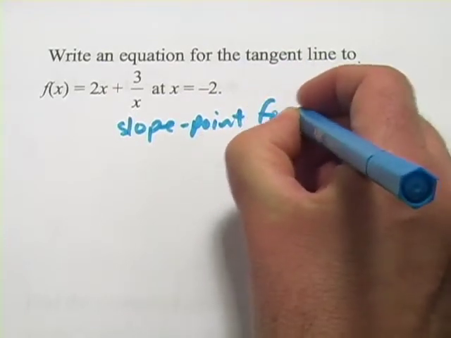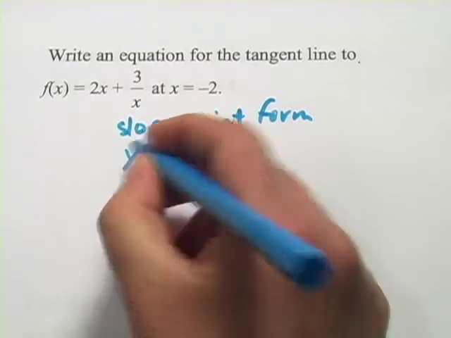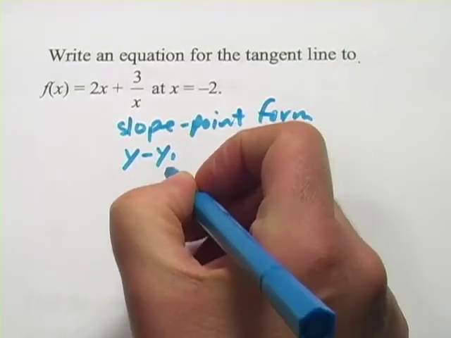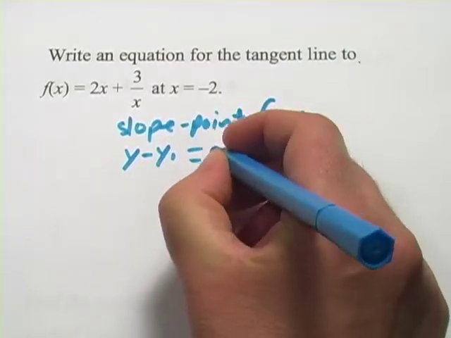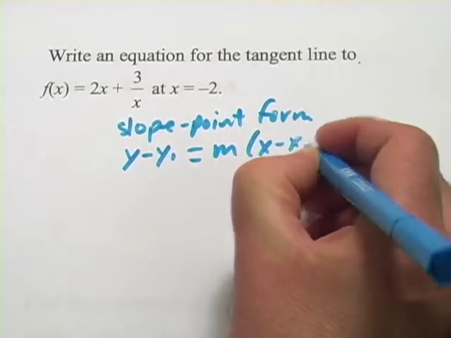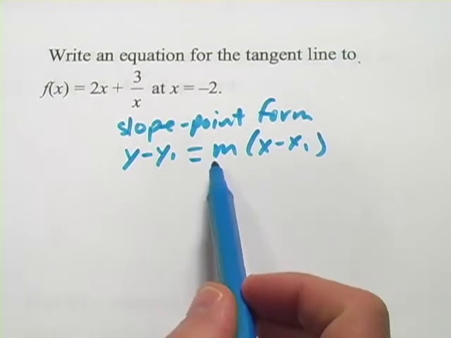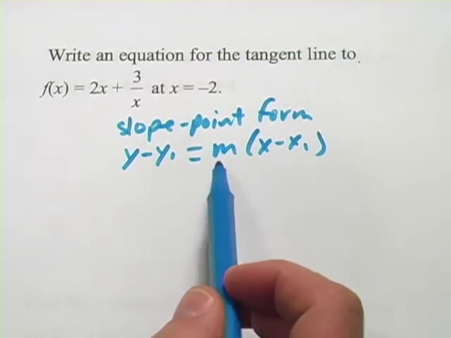or the point slope form. For this form, you need a point and you need the slope, and then you fill in y minus y1, that's the y-coordinate of the point, equals m, that's the slope, times x minus x1, that's the x-coordinate of the point. So all we have to do is find the point and get a slope. Now the slope we know how to get.